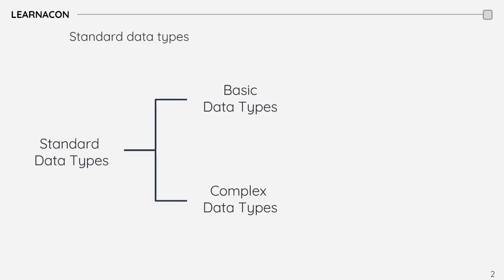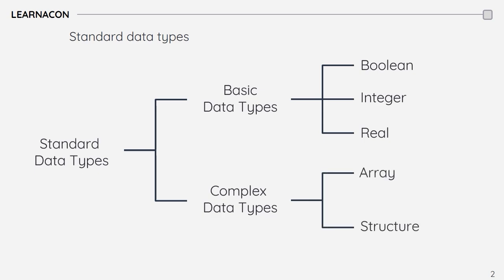Basic and complex data types are the two categories of standard data types. Complex data types are built based on basic data types. In the basic group, the most widely used data types are Boolean, integer, and real. For the complex group, that would be array and structure. Let's take a close look at each one.